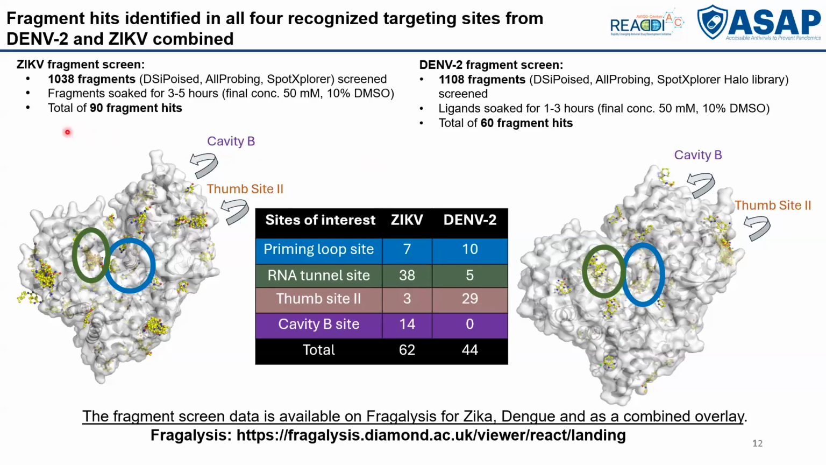So we got around 90 fragment hits in total for Zika, and around 60 fragments in total for dengue. In the interesting sites, which I mentioned in the earlier slide, we have around 62 fragments spanning all interesting sites in Zika and 44 fragments for dengue virus 2. All the fragment screening data is available on Fragalysis for Zika, dengue, and as a component overlay.